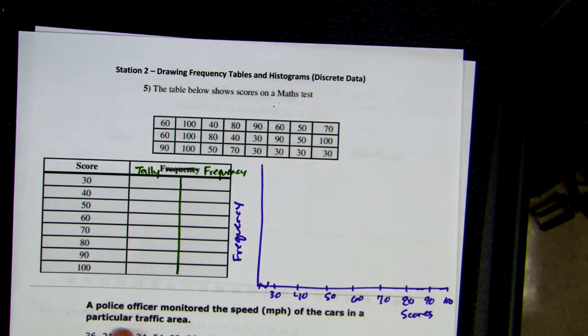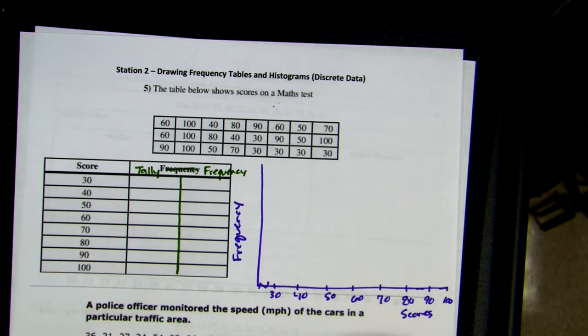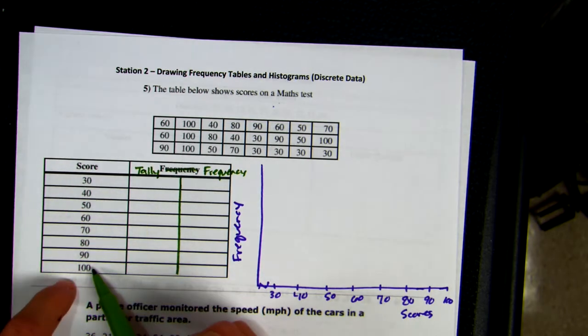It helps me organize my data a little bit better. So I'll start with the tallies. I'm looking for anywhere I see the number 30. So the way that I'm looking for how many times I see each of these scores.